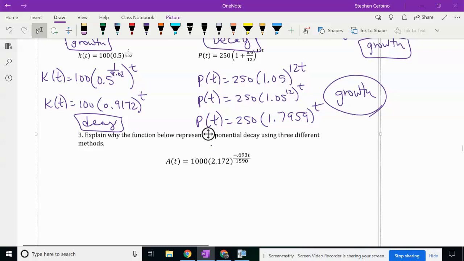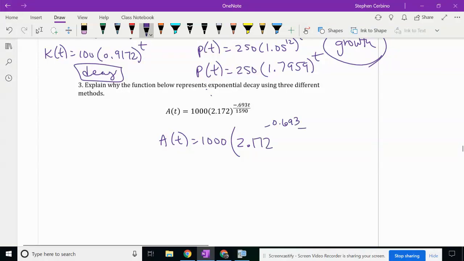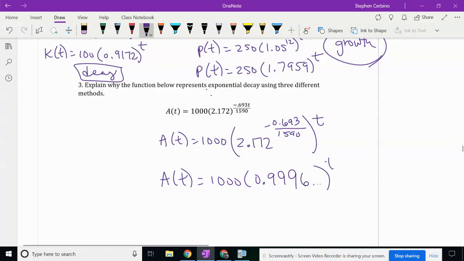The second way, the algebraic way, would be me taking this A of t function and rewriting it so that the 2.172 is to this negative 0.693 over 1590 number, so that the exponent's just t. If you did that algebra like we did above, we wind up having 0.9996... to the t power here.